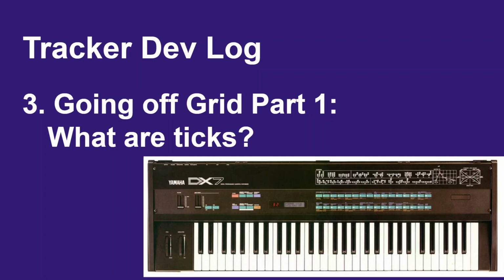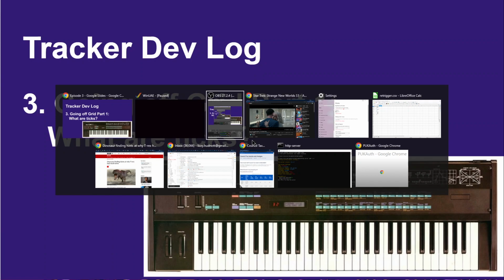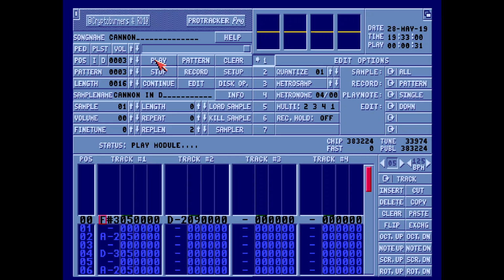So just to remind you how a tracker works, which is a type of sequencer. Here's Pro Tracker from the 1990s, and you have your notes arranged in a grid, and as it scrolls, they play.